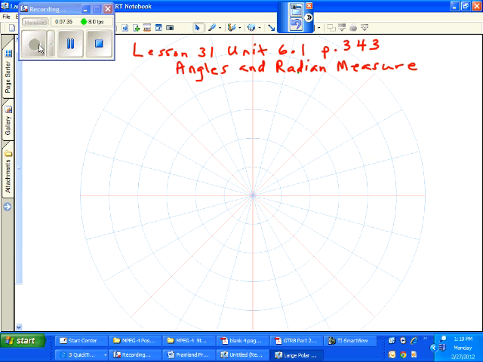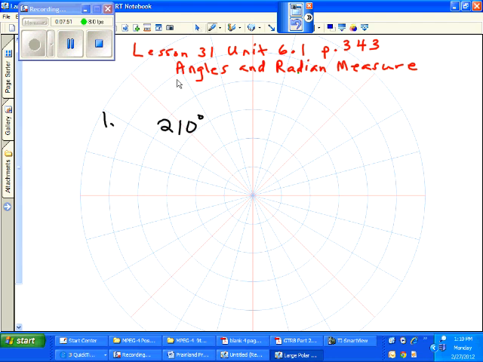I'm just going to write over the top of this unit circle. Question number 1 says, change each degree to radian measure in terms of pi. So we start with 210 degrees.